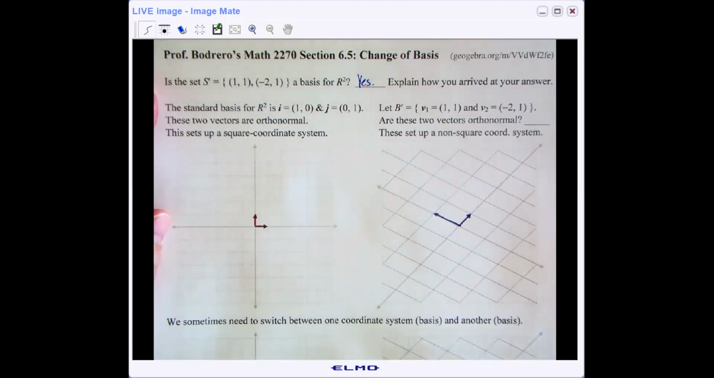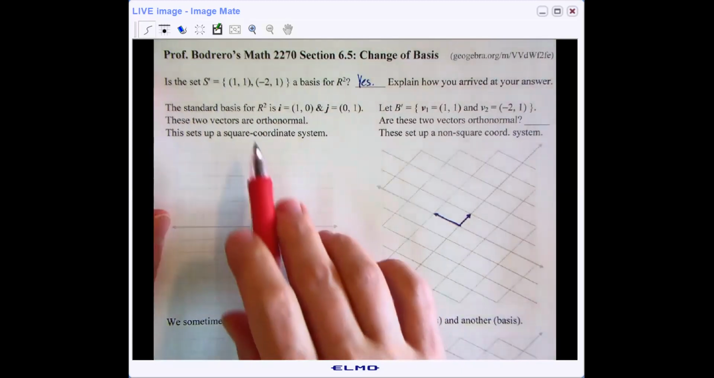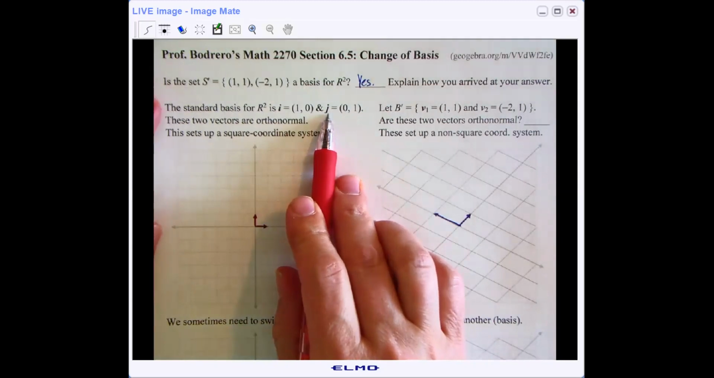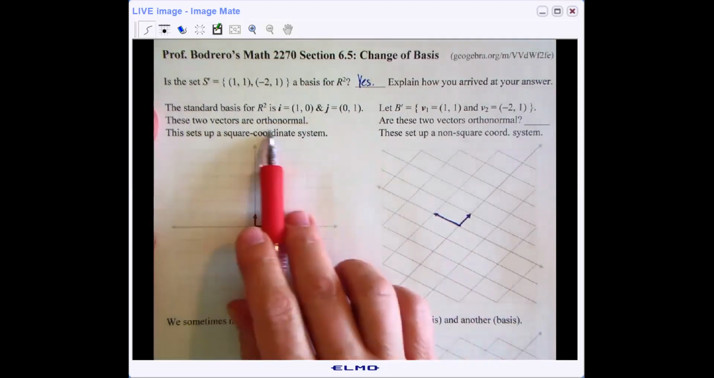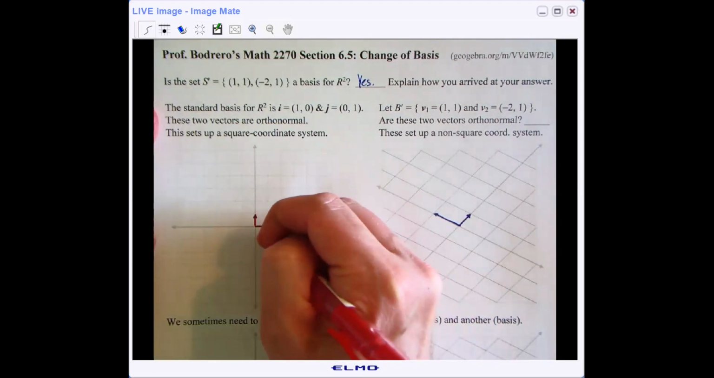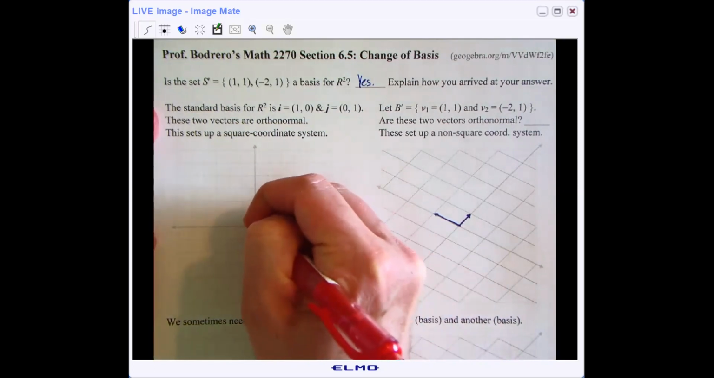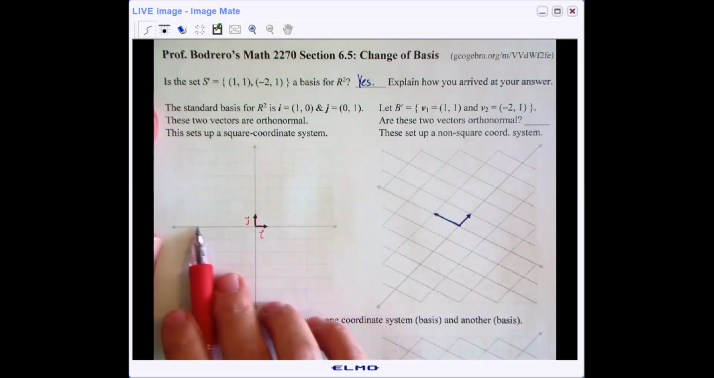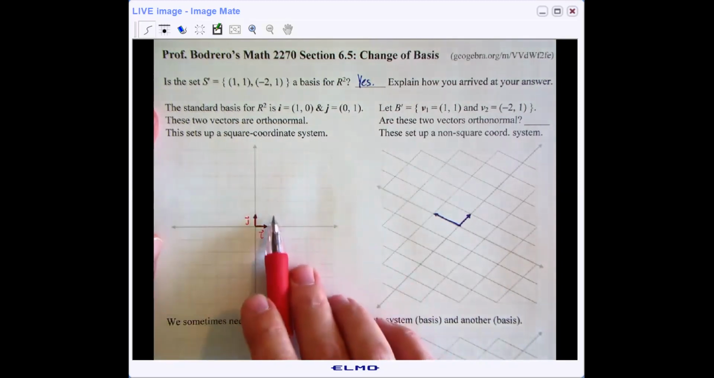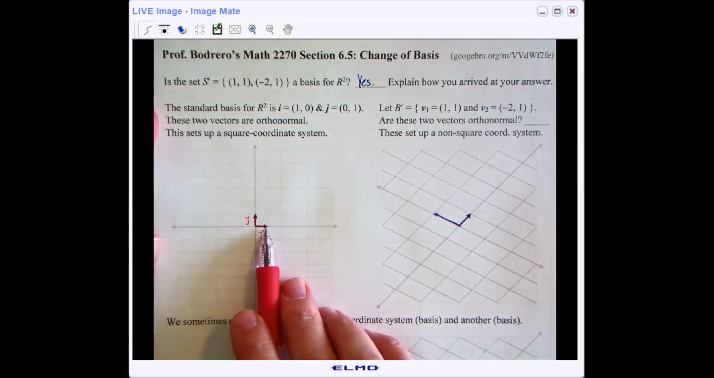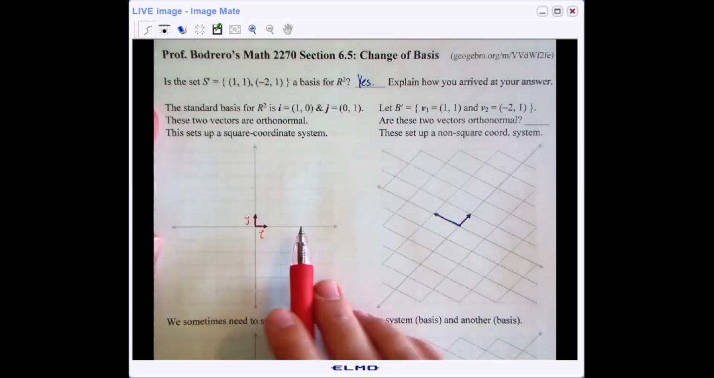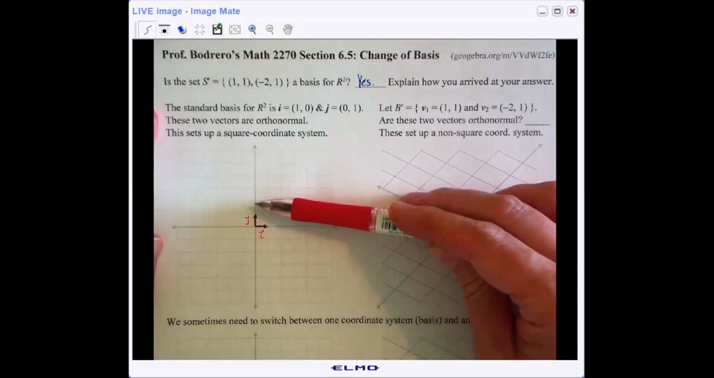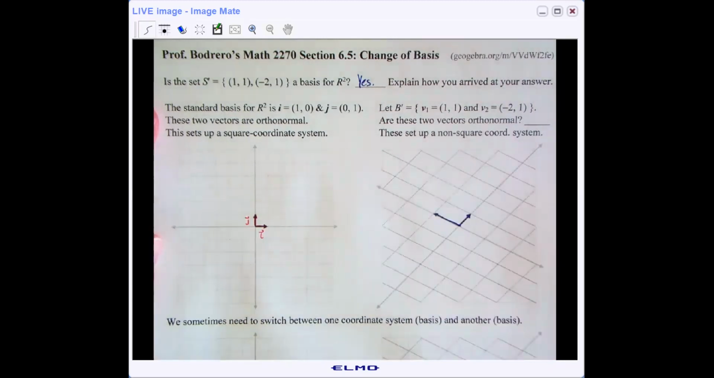So our favorite basis for R2 is I and J. These are two vectors, and they're our favorites because they are orthonormal, meaning they're each orthogonal to each other, and they're normal, length 1. I'll do those in red. They basically create our regular square coordinate system, square because each step in the horizontal direction is the exact same length as a step in the vertical direction.